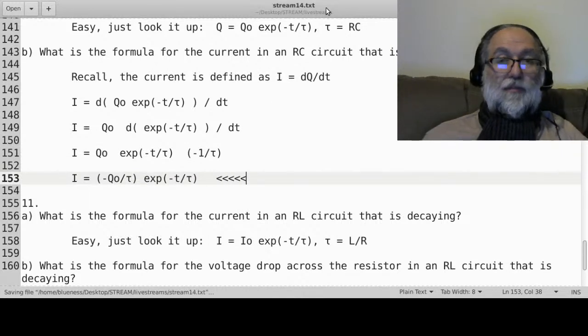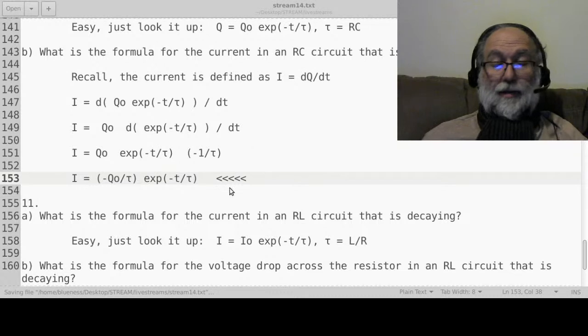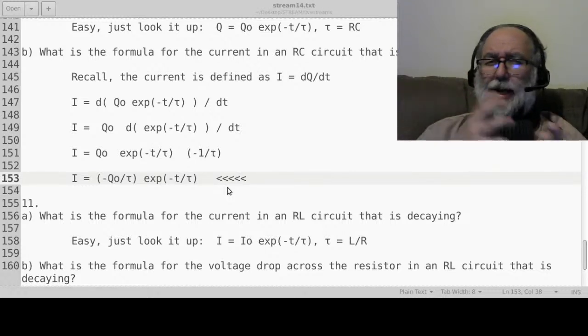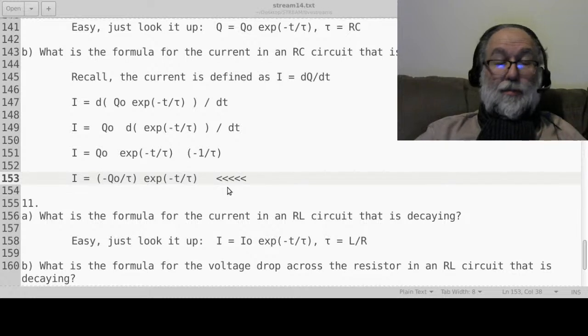Okay, so if you actually do look through the notes, you'll see that that formula does appear in some form or another there. But you might not easily make the association on the test that that is the formula for the current in an RC circuit.